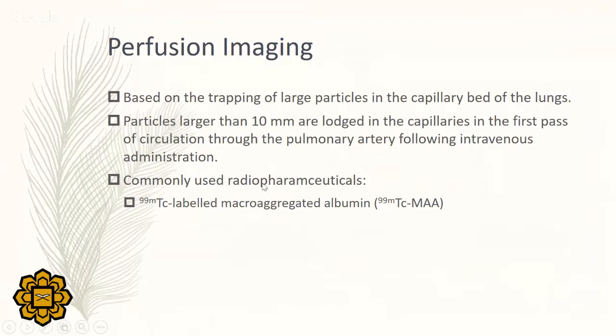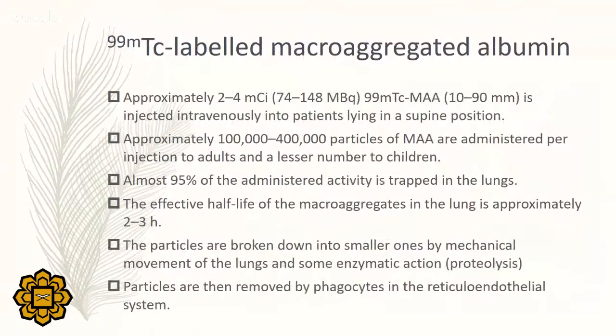For perfusion imaging, as I said, commonly used is MAA, the full name is macroaggregated albumin. So that's commonly used. Administer about 2 to 4 millicurie of this MAA, with particle size about 10 to 90 micrometers, IV administered to the patient. The patient must lie in the supine position. Go look at how the supine position looks. You can't do this if they're sitting. I will talk about why you can't do this when they're sitting.